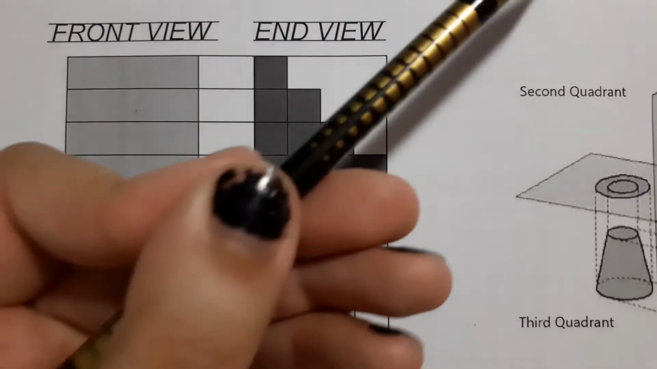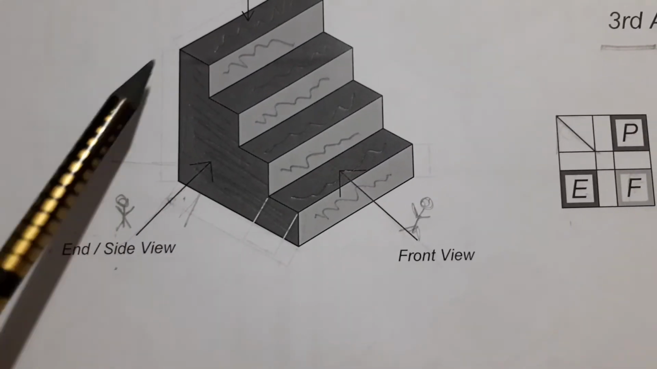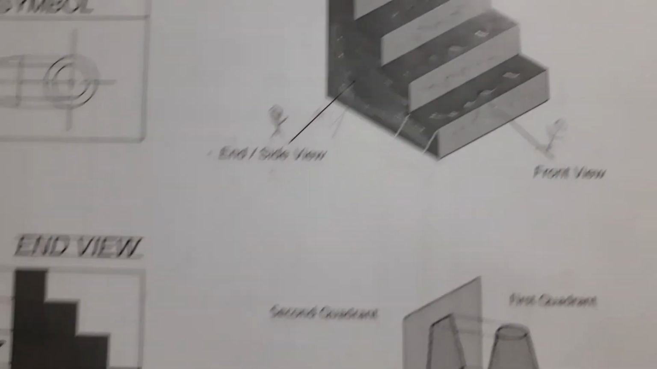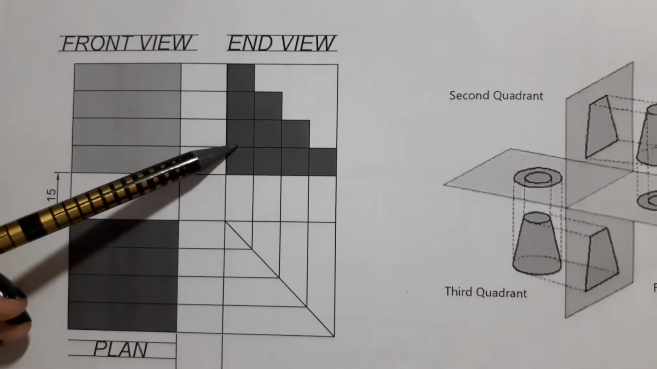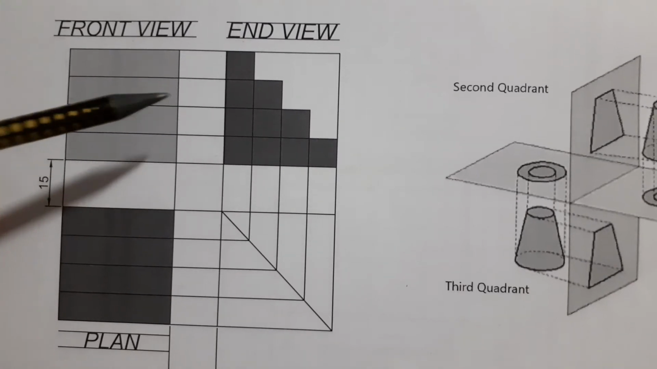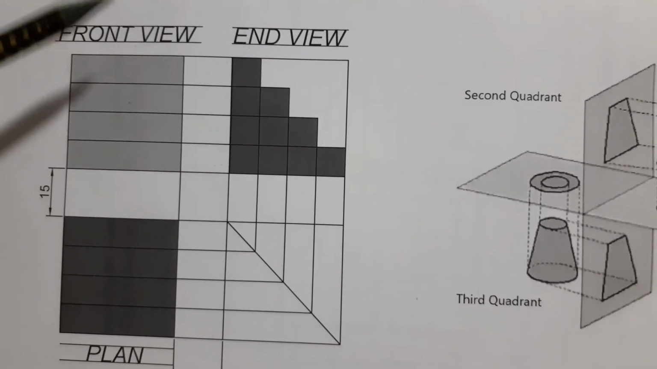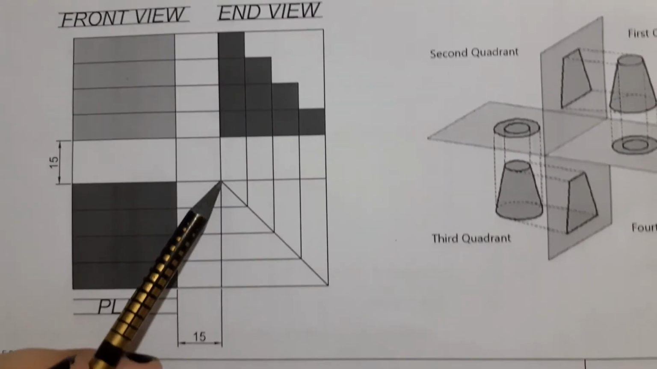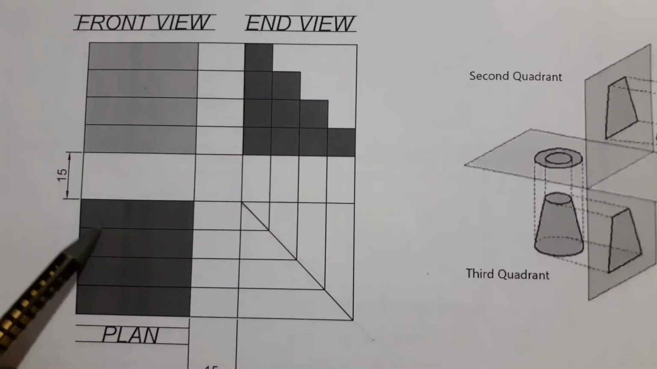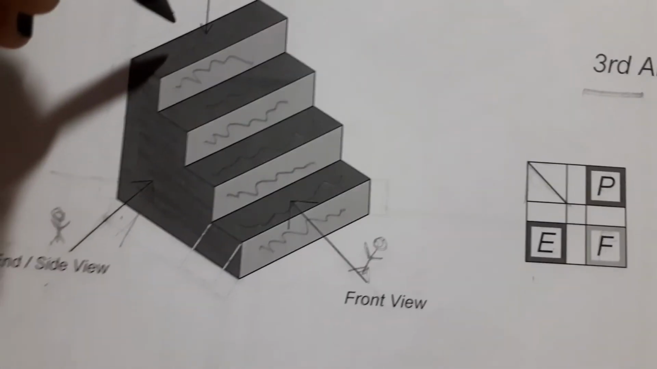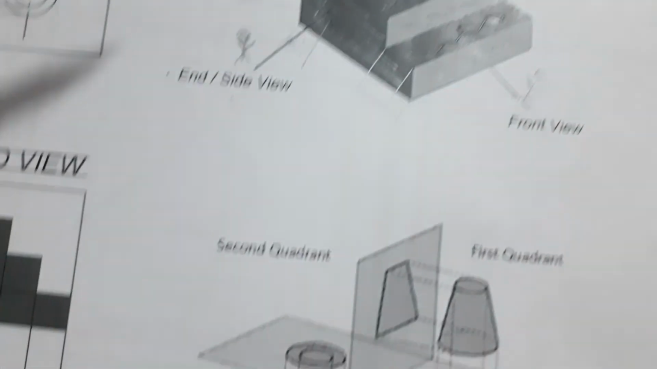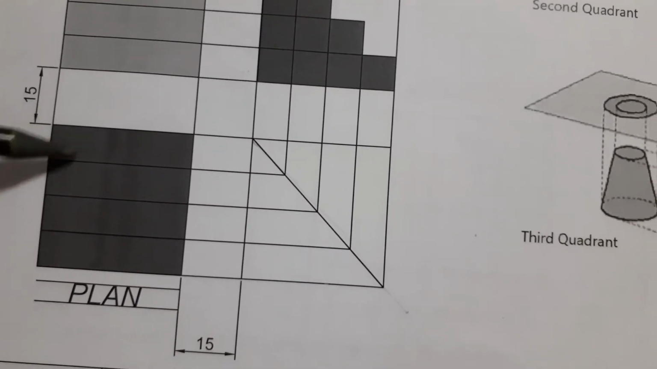For the end view, I'd be looking from here. So what I would see is this. Yeah? And I would draw that over here. Now take note that the front view and end view, the vertical sides, are both the same. Then you draw out the 45-degree line and you draw the plan. Now the plan is what we see from the top. So it's this, this, this, and this. Take their dimensions and place them over here.